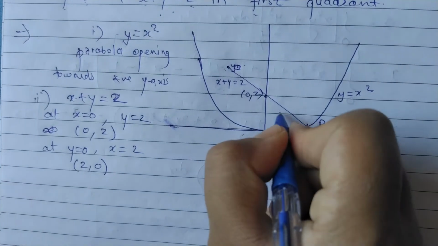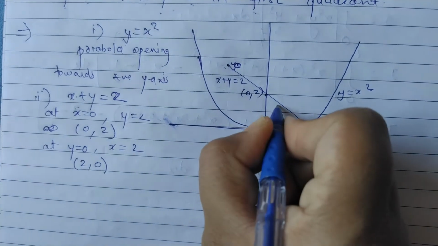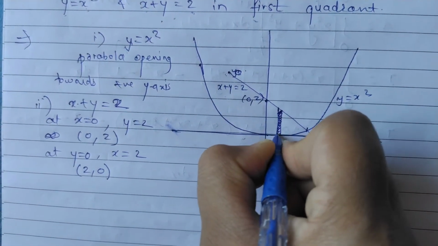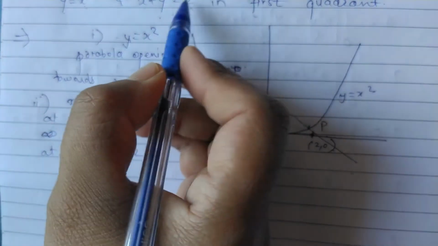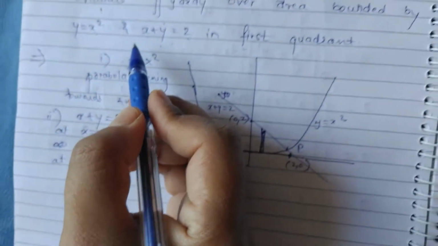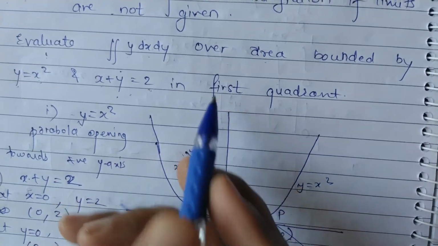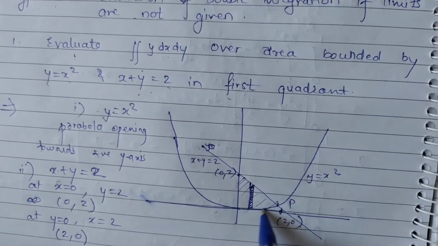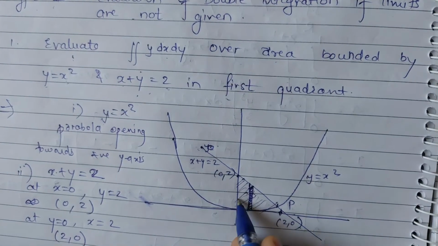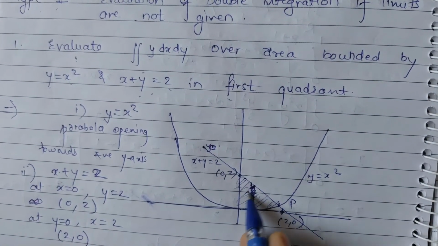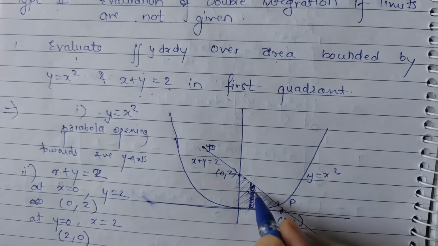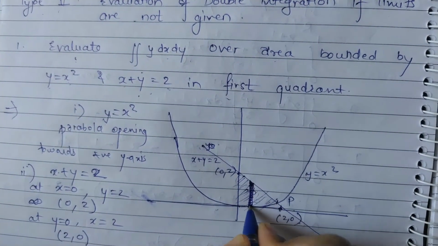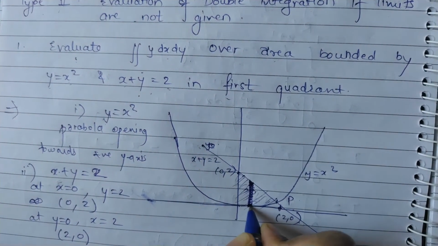Okay, now what do we need to do? We need to draw a vertical strip. First of all, what is mentioned in the problem? We need to consider the area only in the first quadrant. Means what is our area? This shaded area is the area which we need to consider for the double integration. Now draw the vertical strip.